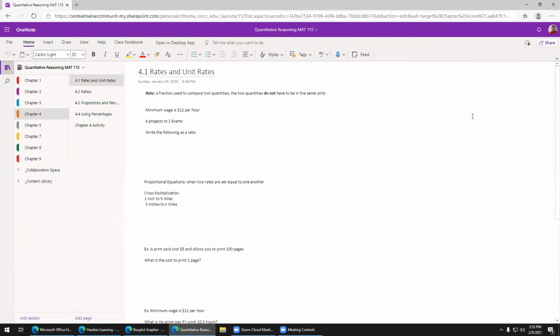So definitions, and again, just interrupt me if you have questions. So a rate is a fraction used to compare two quantities, and the two quantities do not have the same units. So $12 per hour, right? So I'm comparing money to time. It's a rate. 4 projects, 2 exams. Comparing projects to exams.